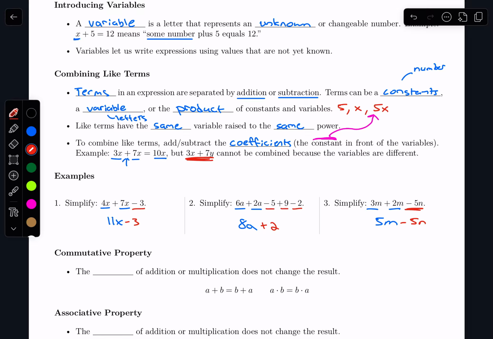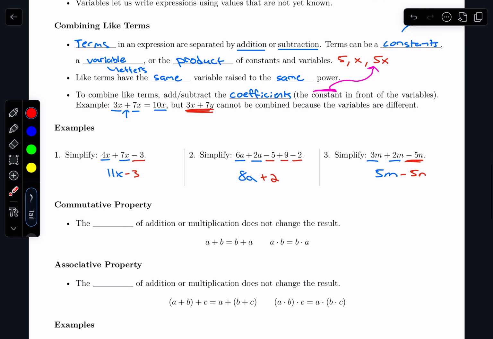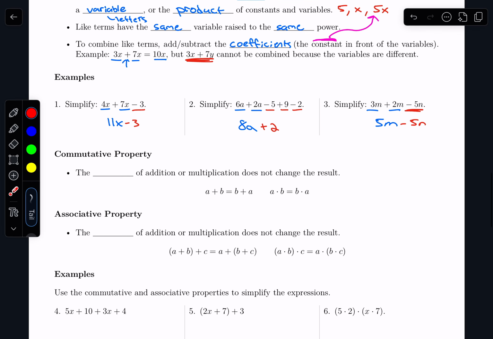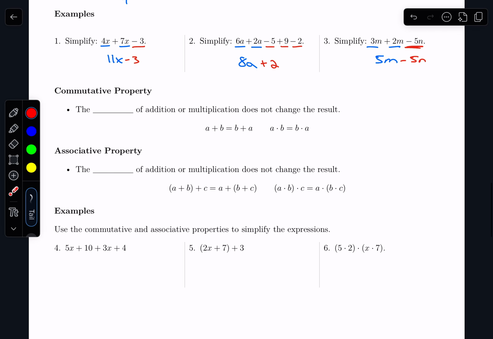All right, so now notice in all of those, I had the x's next to the x's and the constants separate in the first one. In the second one, I had the a's next to the a's and all the constants separate to the right. And same thing in number 3, I had the m's next to the m's. Well, that's not always going to be the case. A lot of the time, we're going to be given expressions where the variables and constants are all over the place. So we still need to be able to combine like terms without them being already next to each other.